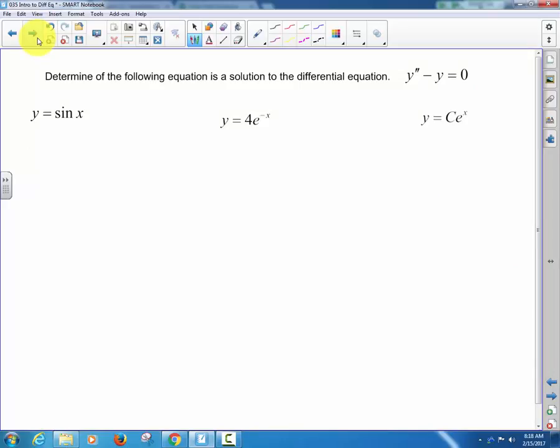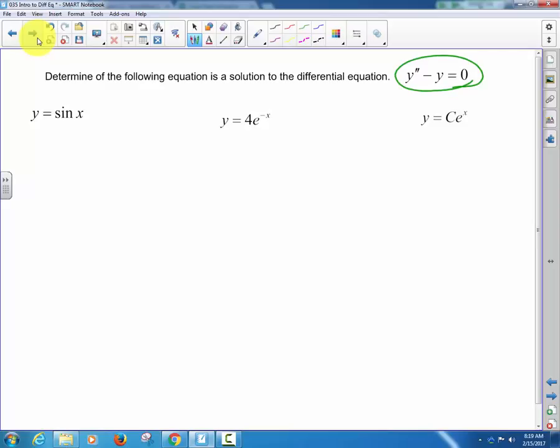So this top thing here is a differential equation. y double prime minus y equals 0 is a differential equation. The question is, are any of these things solutions to that specific differential equation? So, any suggestions on how we would attack that? Right. Find the second derivative, plug those two things in, and see if you get 0. If you do, then it's a solution. If you don't, then it's not a solution.